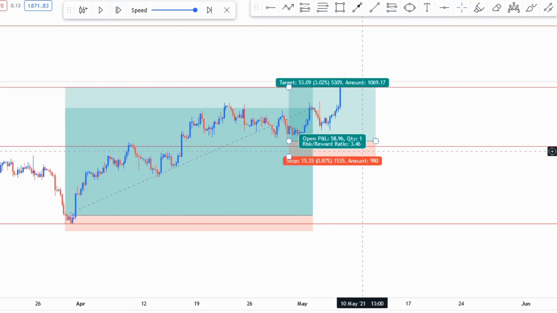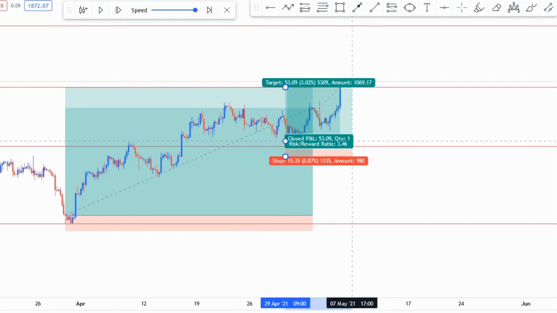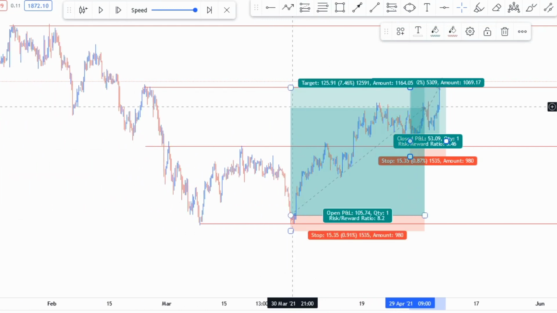And that's it. Eventually price would have hit our take profit here, and we would have capitalized on this trade and that trade as well. Normally this is what I'll be doing when I trade, and this has completed our double top pattern.